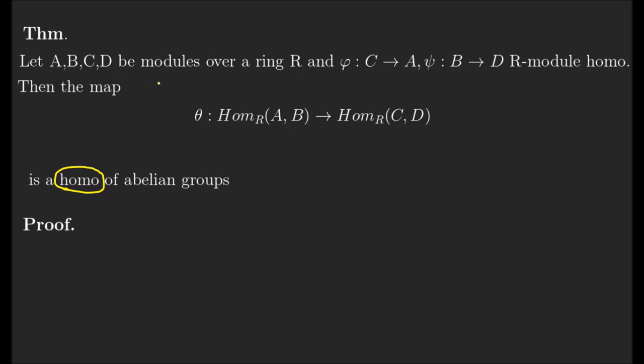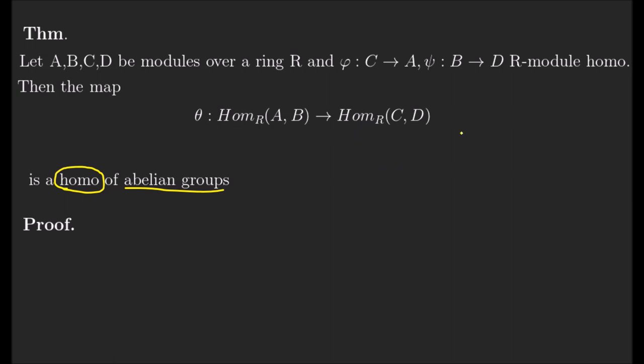Let A, B, C, D be modules of a ring R, and two maps are phi and psi. R-module homomorphisms are given. These maps are phi from C to A and psi from B to D. If two R-module homomorphisms are already given, then the map theta is a homomorphism of abelian groups. Let's see this theorem.